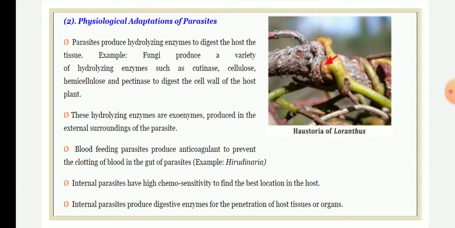The parasitic adaptations: they need to live inside the body of the host or on the outside of the host. Just to overcome this, they have developed various types of physiological adaptations. The first is the integument, the outer covering, that is, development of the outer protective covering.